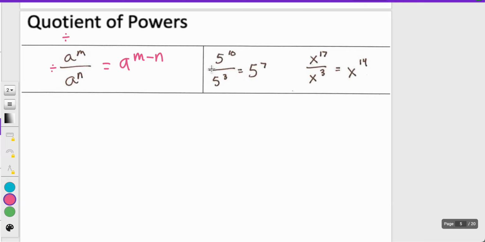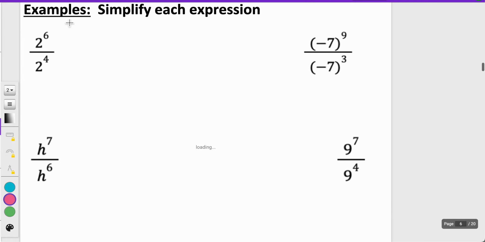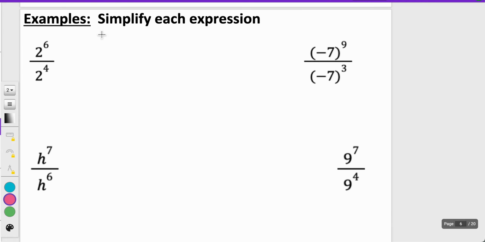Okay, so I've given you 2 other examples. 5 to the 10th over 5 to the 3rd can be solved by doing 10 minus 3, keeping that 5 the same, which gives you 5 to the 7th. And same thing here, x to the 17th over x to the 3rd, 17 minus 3 is 14. Okay, so we're going to try that with these. Why don't you watch me do a few on this side, and then the next slide I'll pause it so you can try some on your own.